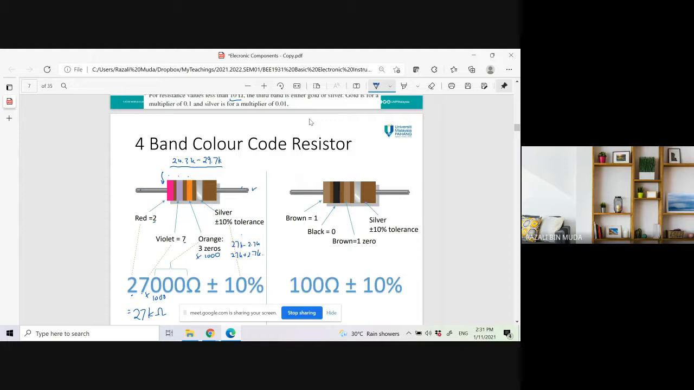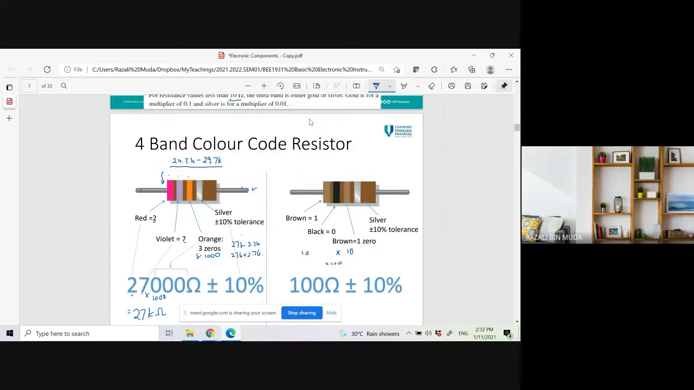Okay, the second example, the first one is brown, the second one is black, the third one is brown. So 1, 0, brown. 1, 0 multiplied by 10. Okay, 10 multiplied by 10. So the value is 100. The tolerance is silver, 10%. So 100 ohm plus minus 10%.